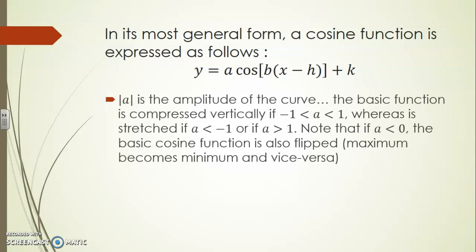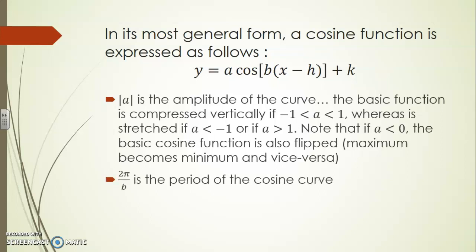The absolute value of a is the amplitude of the curve. So the basic function will be compressed if the value of a is between -1 and 1, whereas it will be stretched, so it will oscillate further from its average or its median value, if the size of a, positive or negative, is bigger than 1. Note that if a is less than 0, the basic cosine function will also be flipped, so there will be a reflection across the x-axis. The mins will become maxes, the maxes will become mins.